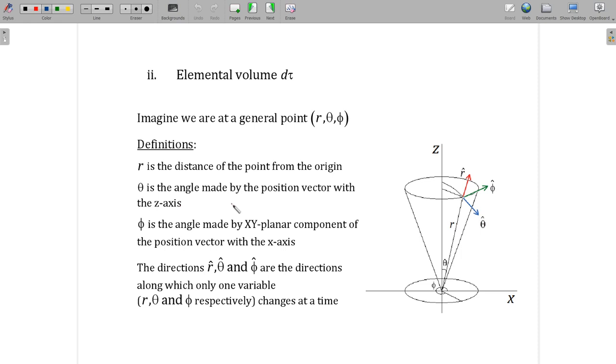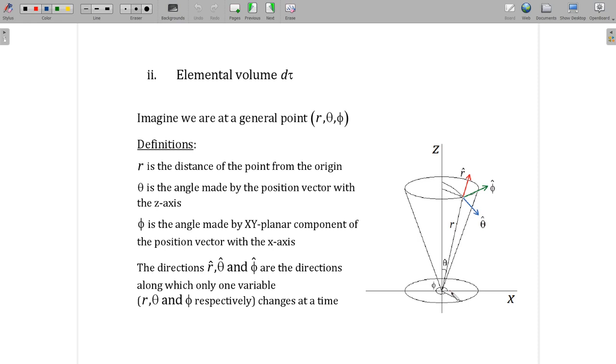What about phi? If I take the projection of this position vector, the shadow on the xy plane, if my position vector is this line which points from the origin to this point, I get this small line. So the angle that this shadow on the xy plane makes with the x-axis is my phi. And phi is counted counterclockwise.